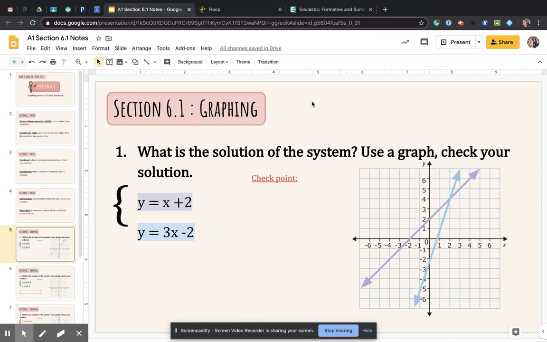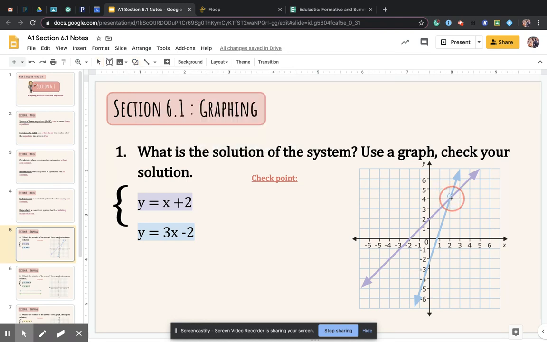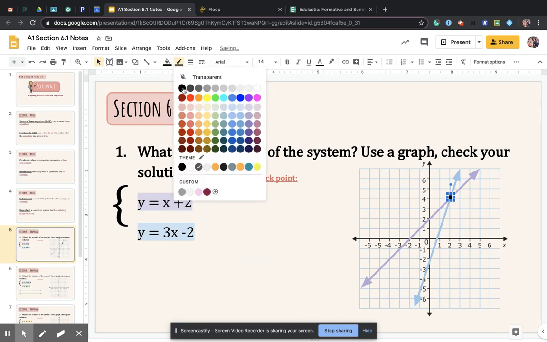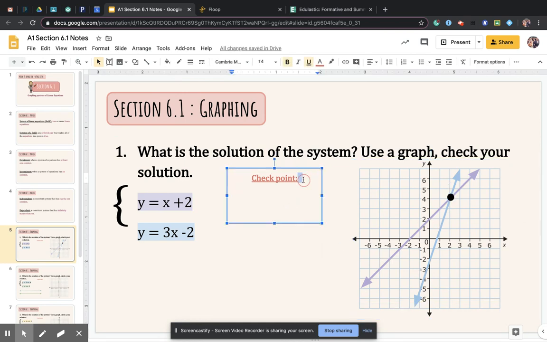And if you notice, because they have different slopes, we end up getting a point of intersection. So I'm going to draw a little circle there for you guys to see. So that's our intersecting point. That's where the whole checkpoint comes in. So if I look, this looks like it is the point (2, 4).